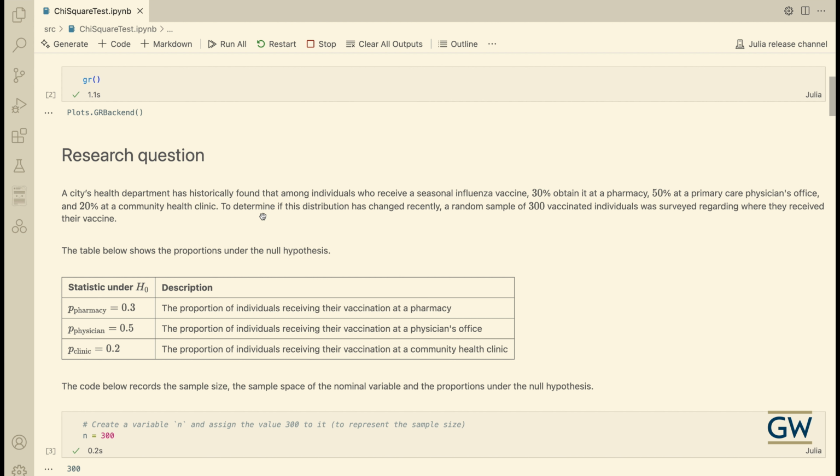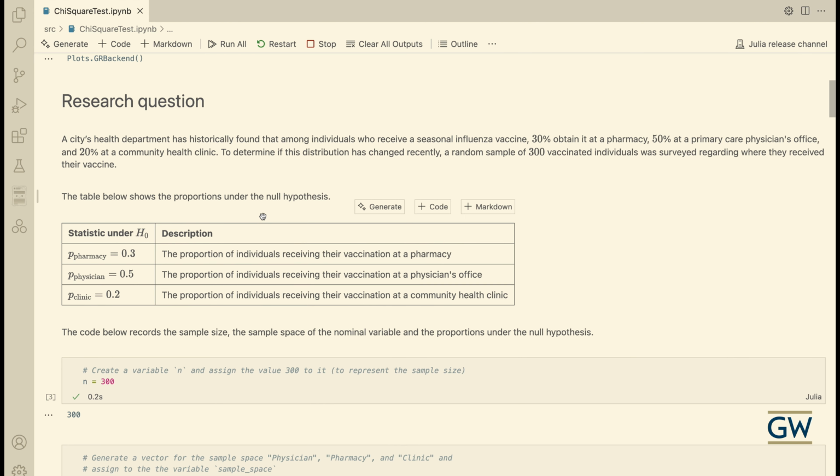It says a city's health department has historically found that among individuals who received a seasonal influenza vaccine, 30% obtained it in a pharmacy, 50% at a primary care physician's office, and 20% at a community health clinic. So determine if this distribution has changed recently. Maybe something happened in that county or in that state, and you need to test whether these proportions under the null hypothesis still hold true. They select a random sample of 300 vaccinated individuals, and they were surveyed regarding where they received their vaccination.